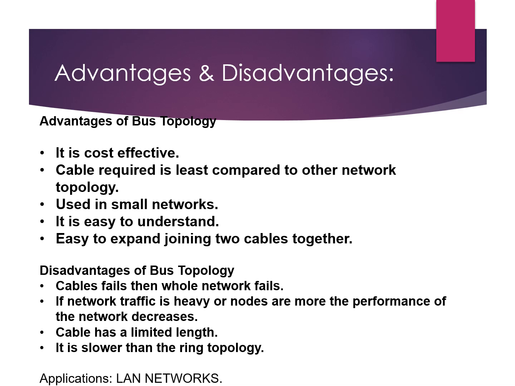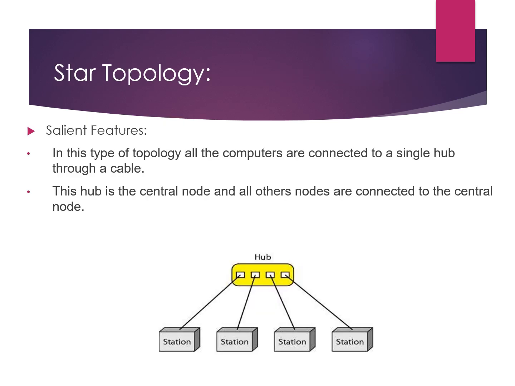The disadvantage is that if the backbone cable of the network fails, the entire system will halt. So when the cable fails, the whole network fails. As well, if the network traffic is very heavy, the performance is automatically degraded. The cable length is also limited. I can lay the network only up to a certain distance, and if I want to extend it, I have to use repeaters. That is the main disadvantage of this bus topology. It is slower than the ring topology. For applications, the basic example we commonly know is that it is used in LAN networks.